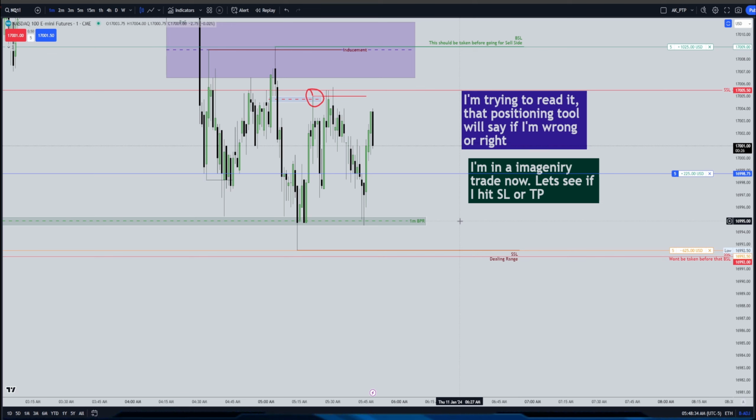Okay, so that's why I just put a random order on the paper trading account. 5 lots worth of order, 600 loss or 1025 profit. So let's see what happens.